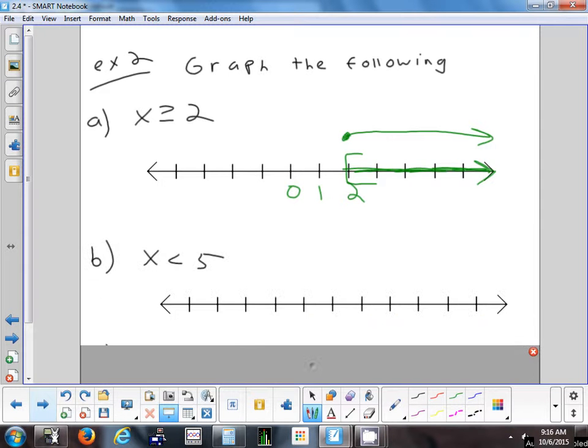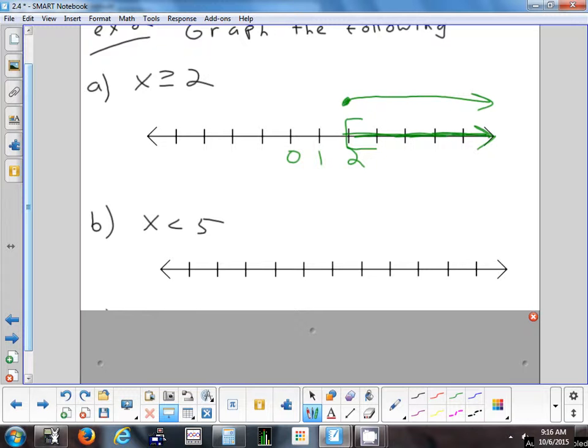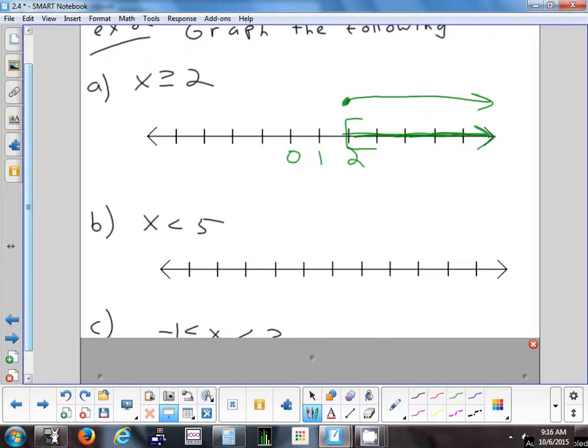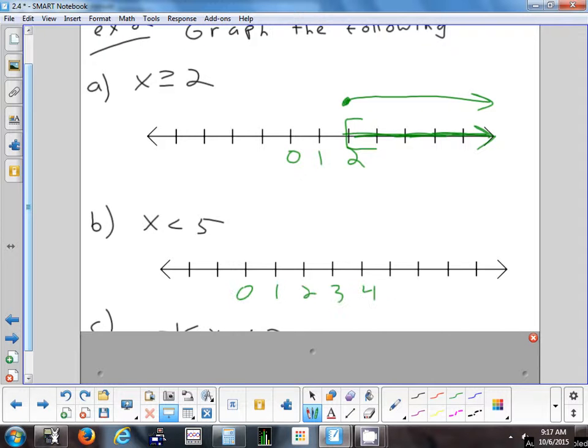How about x is less than 5? Cameron, can you tell me what kind of symbol, bracket or parenthesis? Parenthesis. Yep, you need a parenthesis. So let's set this up. Cameron, which way do I shade if I want all the numbers that are smaller than 5? To the left. So parenthesis, shade left. Question on that?